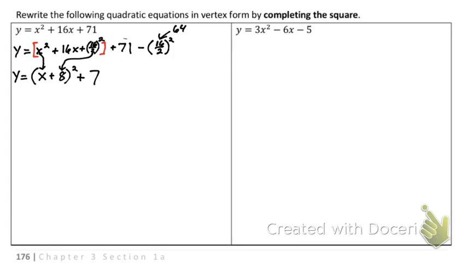Why is this 64 instead of 63? Because 8 squared is not 63. That's true. I thought you were subtracting 8 instead of 8 squared. No. Okay. All right, guys.